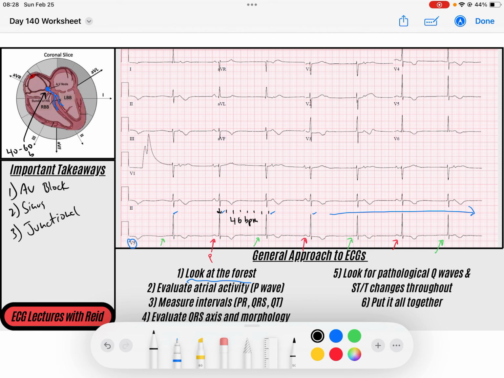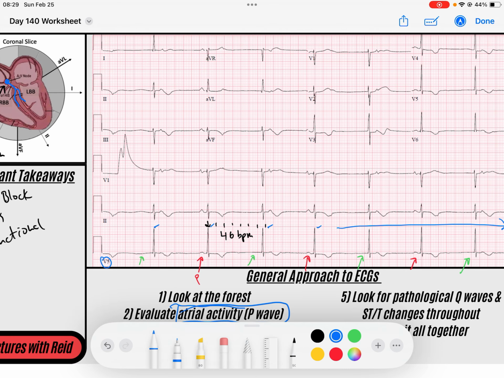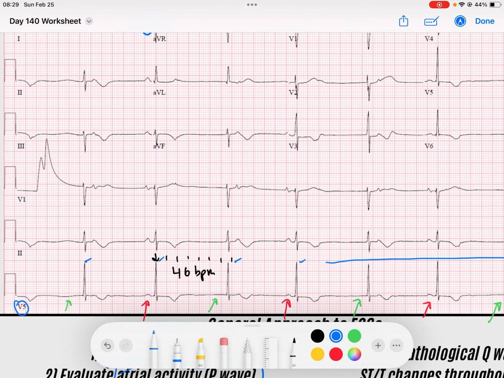Let's evaluate those P waves. What is the atria doing? The P waves look like they are, this is a last P wave, upright in lead 1. And in aVF, it looks like there's one peeking out right there that would be upright in aVF. So these are sinus P waves, okay? So we've got a sinus rhythm.